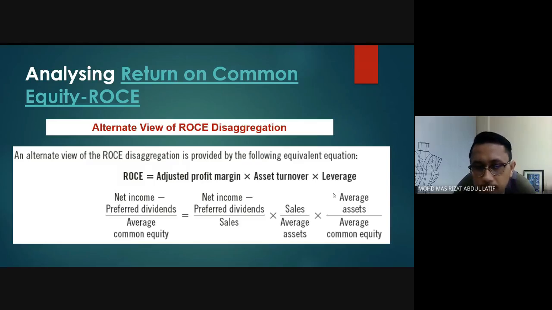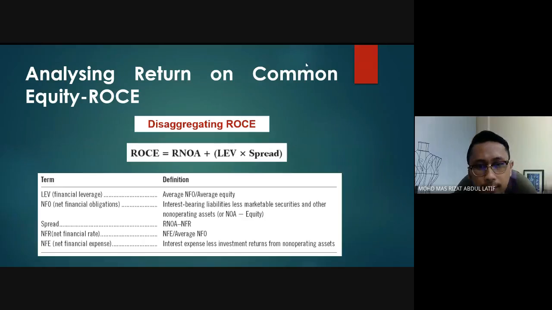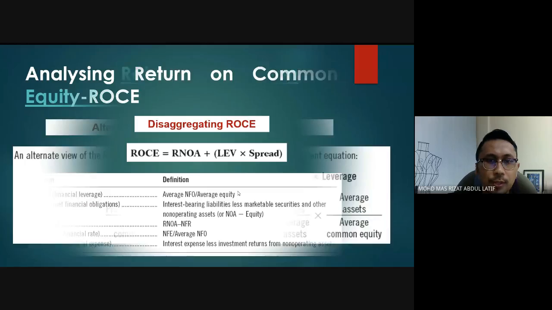Okay, previously, on the first or the second semesters of this course, digunakan formula yang bold tu lah. ROCE equals to RNOA plus LEV times spread. But now dah tak pakai lagi, so we are using this lah, the alternative view of the ROCE. Yang inilah dia kata ni. Okay, so ini kita dah tak pakai. Alright, so we are using only this one.